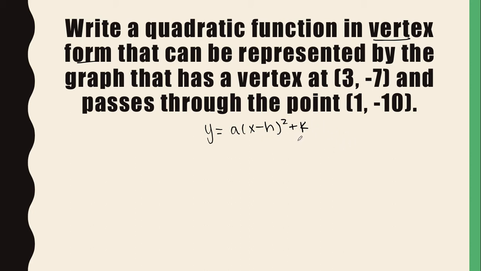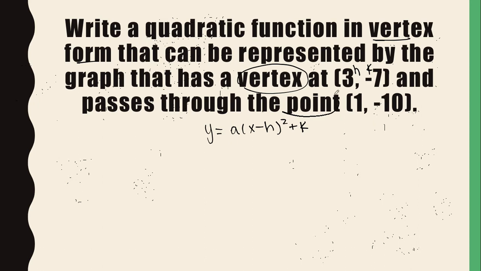So now that I have the form, it can be represented by the graph that has a vertex. Pause. What letters represent vertex? H and K. So it has a vertex at (3, -7). So I'm going to label this point H, K. And passes through the point. Point. How do I label a point? X, Y. So passes through the point (1, -10). So I have all of these letters labeled.